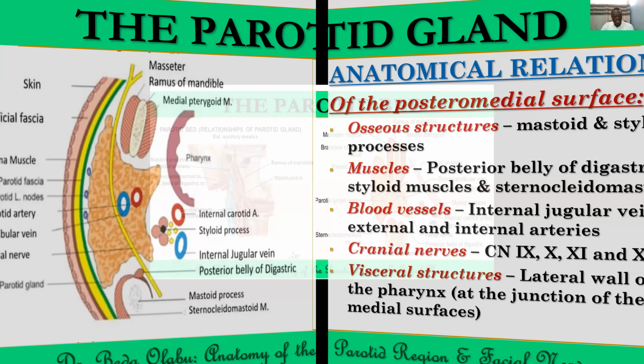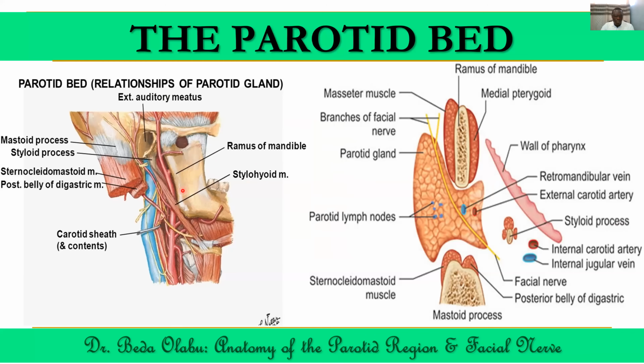So those are the relations of the parotid gland. We commonly term the posteromedial and anteromedial relations as structures within the parotid bed. So when you talk about structures in the parotid bed, we'll be talking about both the anteromedial relations as well as the posteromedial relations. And I believe you've captured them well. So just to understand that term.